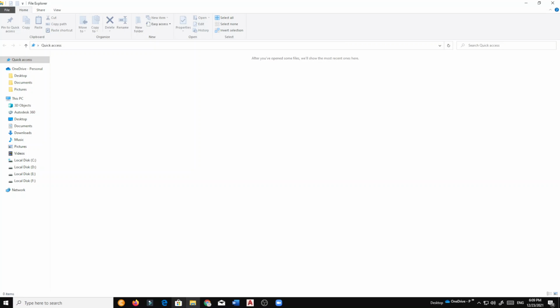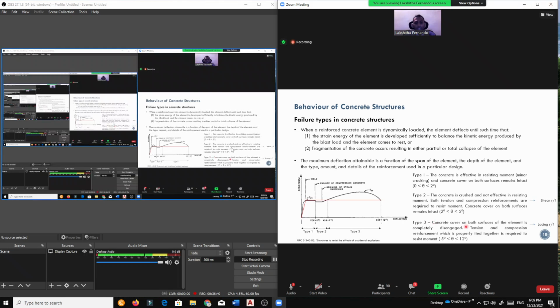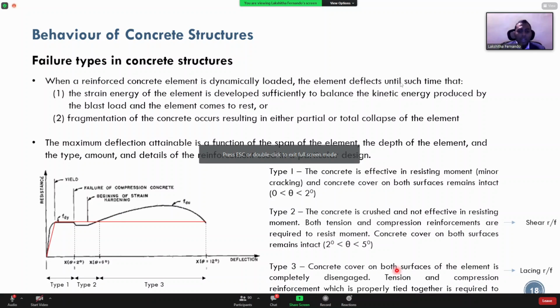But beyond 6 degrees, what you start seeing is that both the surfaces of the concrete element are going to get disengaged. So it's basically the tension and the compression reinforcement that will carry the load. And for this to work, merely having shear reinforcement won't be enough. We want what's called lacing reinforcement. I'll show that in the next slide. Depending on our blast load, the quantity of the blast, and maybe even the location of the blast, our concrete element can undergo 3 levels of deformation as it's quantified in this particular graph.